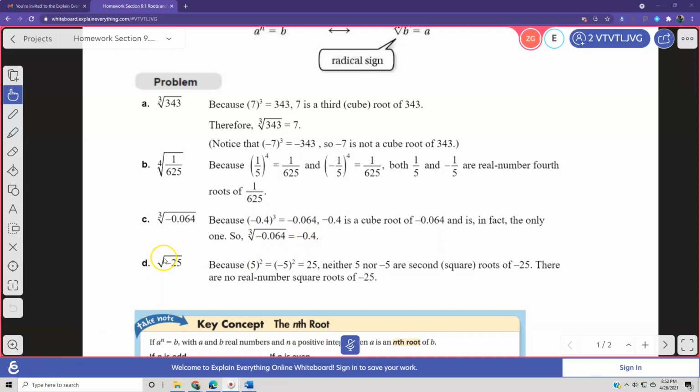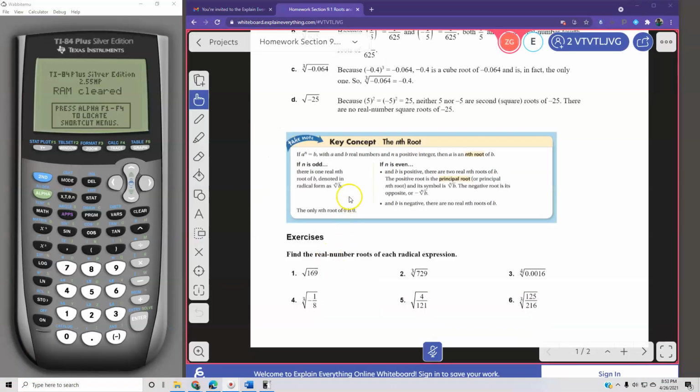Now we're getting the square root of negative 25. And it says here, because 5 squared equals negative 5 squared, which equals 25, neither 5 nor negative 5 are square roots of negative 25. Remember, they are imaginary, but we're not talking about imaginary. These will not be real number square roots. So remember, if n, the index, is odd, then there's one root. If the index, or n, is even, and if b is positive, then there are two roots. If it's negative, there are no real roots.